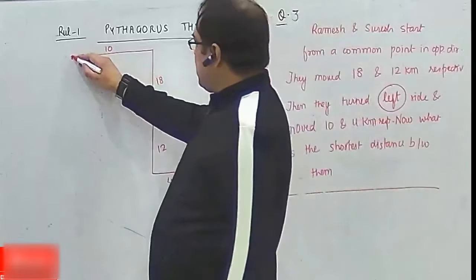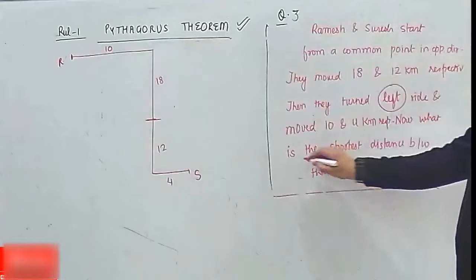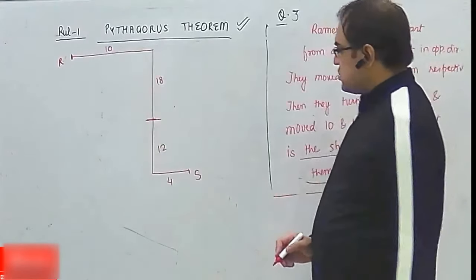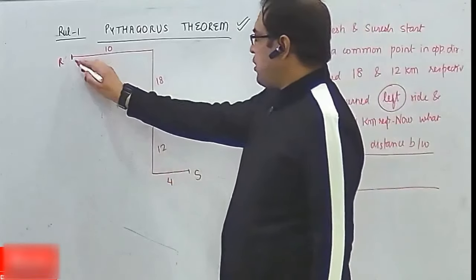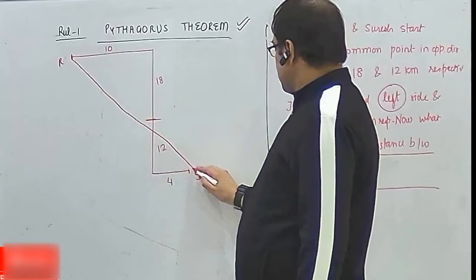So finally, Ramesh is here. What is the shortest distance between them? The shortest distance will be the distance face to face when they come together. This is the shortest distance.